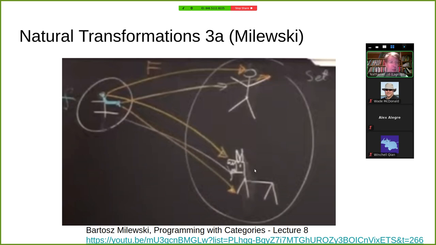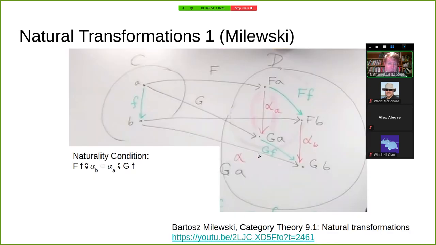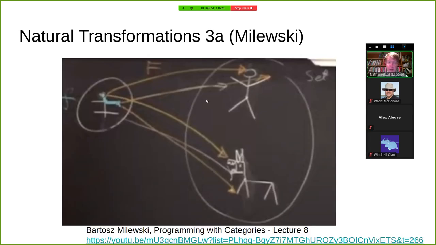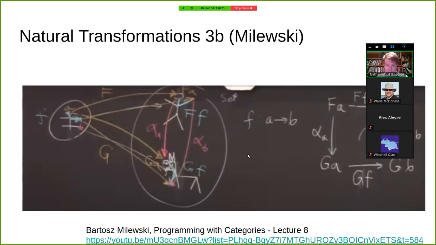Remember that category D may have all sorts of detail that is not mapped to from C. C doesn't have to be nearly as big as D. In fact, it's very common that it's not, right? And F and G do not have to be surjective. They don't have to cover all of D. So there could be lots of things here, and you'll see some rather visually evocative drooling on the part of the dog or the rabid jackrabbit. But basically it's mapping these salient features.